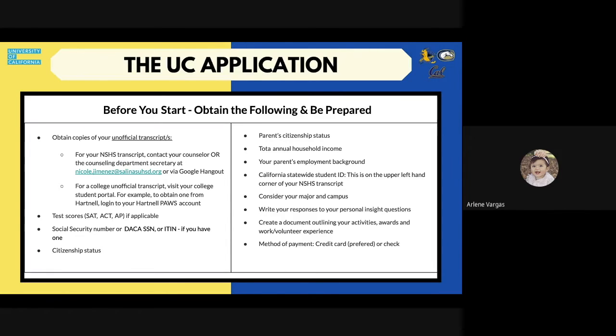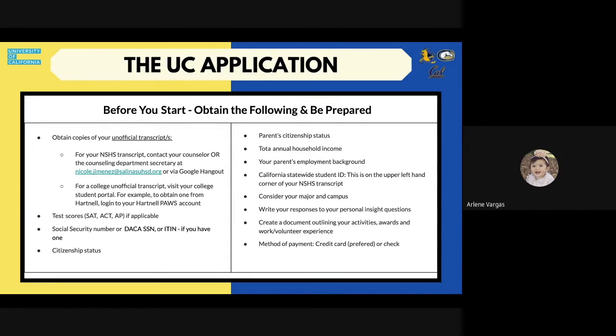Test scores are important to have if this applies to you, your social security number or DACA social security number or ITIN, if you have one, okay? Social security number, it's important to note that it's not required to have in order to apply. So this is only if you have one.